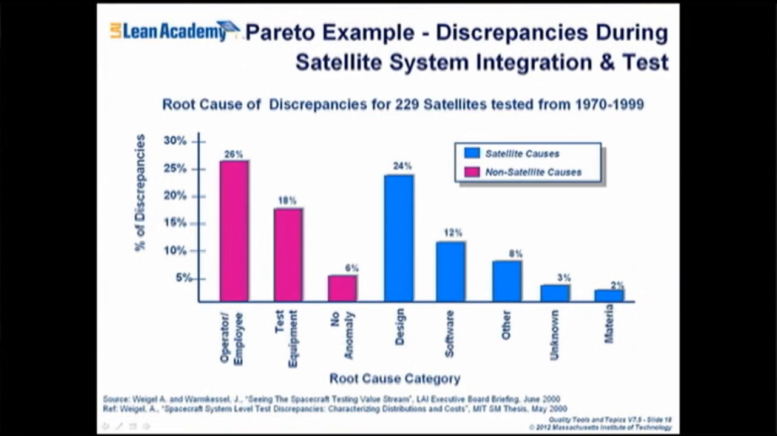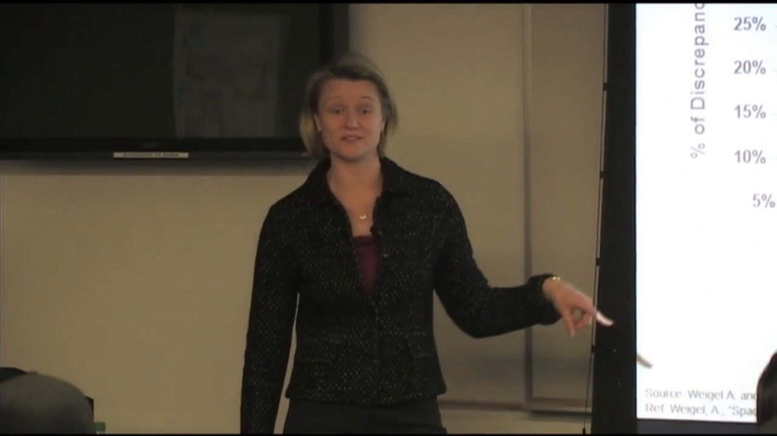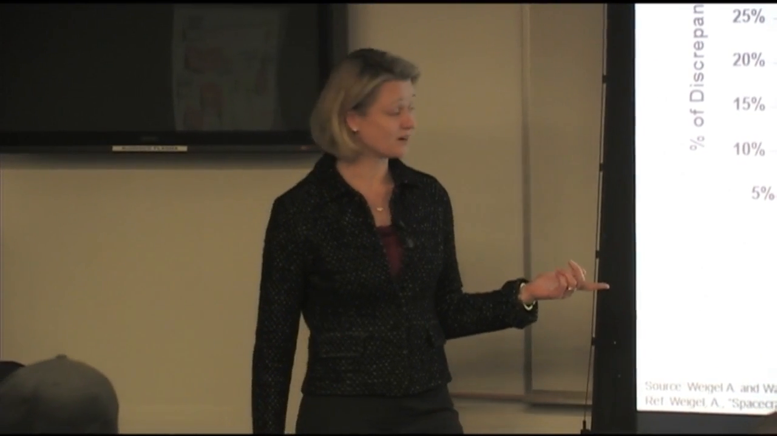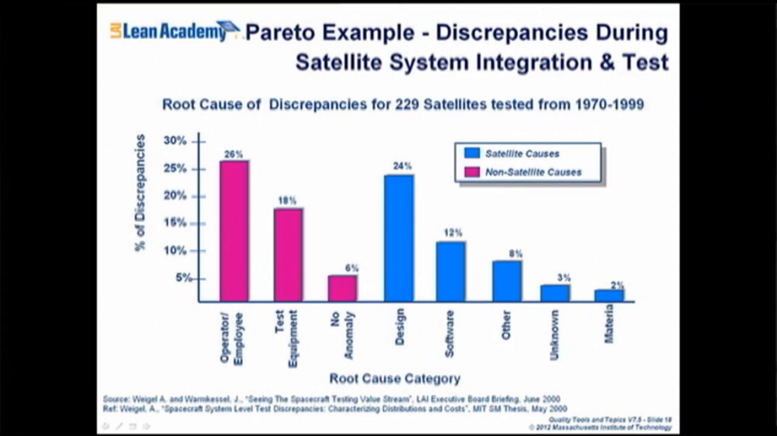Just another example from the aerospace world. This is a similar kind of Pareto chart, but done for the root cause of various discrepancies on satellites. This actually comes from research that I did as a master's student. And we were trying to understand exactly what this kind of chart tells us, which is if I wanted to eliminate the waste in my testing, where do I start? And we found that the biggest problems involved employees or operators. So there may be issues of training or skills here.